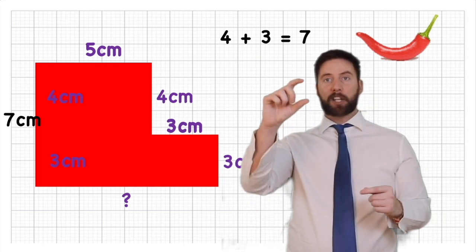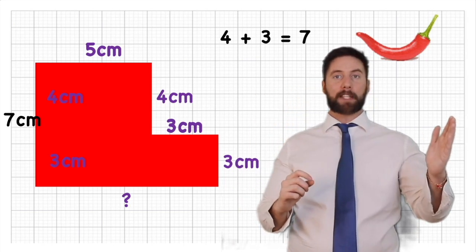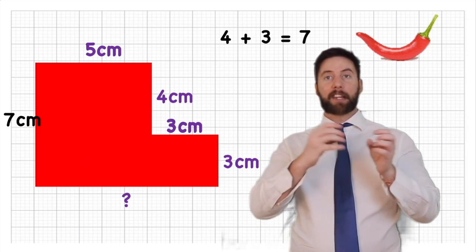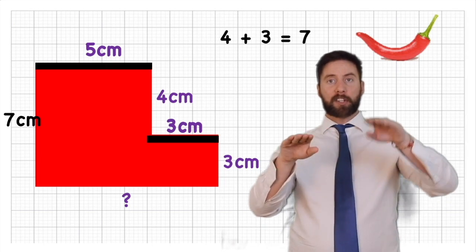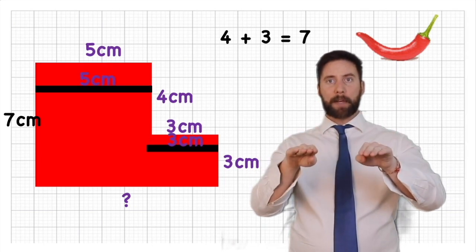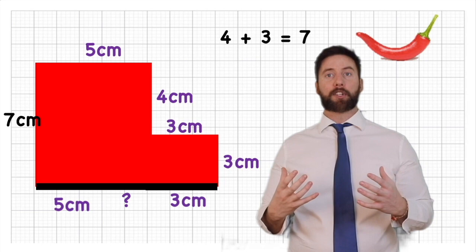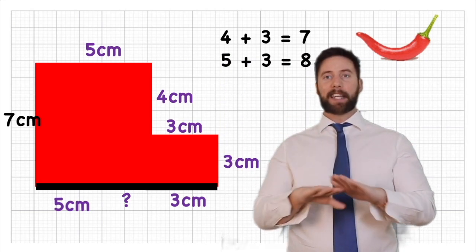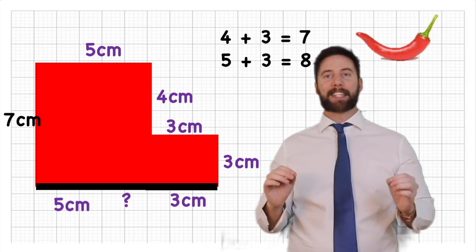Okay, so I've used that information on the other side to help me solve that missing number. Let's have a look at the horizontal. I've got a 5 and a 3. So on my horizontals, I've got 5 and a 3. If I bring them down to my missing number, that missing number is going to be again the combination of those two numbers. 5 add 3 is 8, giving me a total of 8 centimeters.